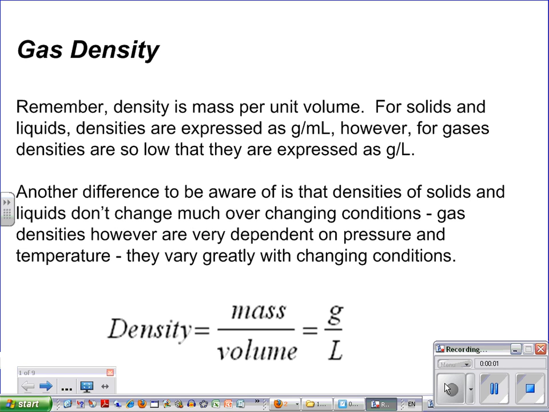Okay, now we are in our last day of this unit, and we're going to work with densities and molar masses and stoichiometry. So you guys have worked with all of this before. We're just combining it all together now.